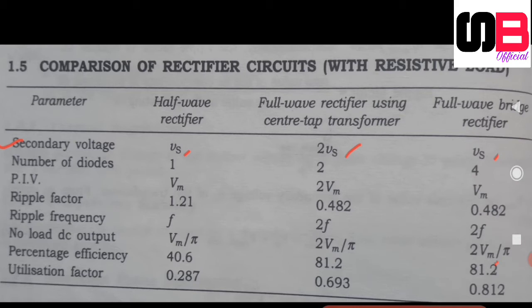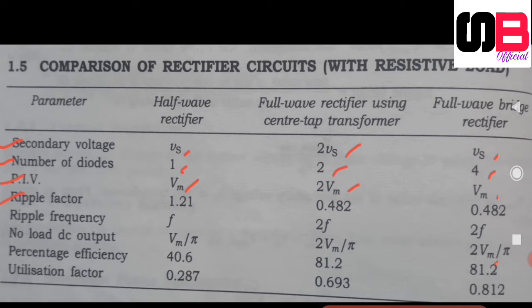Now, the number of diodes. We already saw that in the half wave rectifier, we use only one diode. In the full wave center tap rectifier, we use 2 diodes, and in the full wave bridge rectifier, we use 4 diodes. Now comes the peak inverse voltage, PIV. In the half wave, the value of the PIV is Vm. In the full wave rectifier using a center tap transformer, this value is 2 Vm. Again, in the bridge rectifier, the value of PIV is Vm.